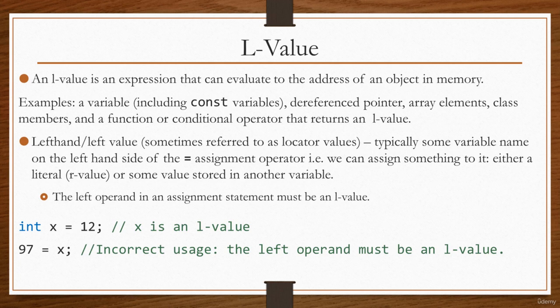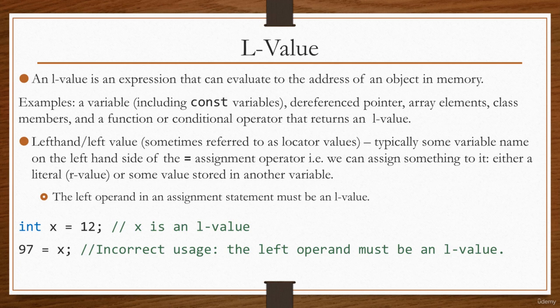So an L value is basically short for left-hand value or left value, sometimes also referred to as locator value. And this is typically some variable name or some operand that you'll find on the left-hand side of the assignment operator. In other words, when we assign something to that L value, either a literal, which is actually an R value, and we'll talk about that shortly, or some value stored in another variable or some other address in memory, so from an array or something like that.